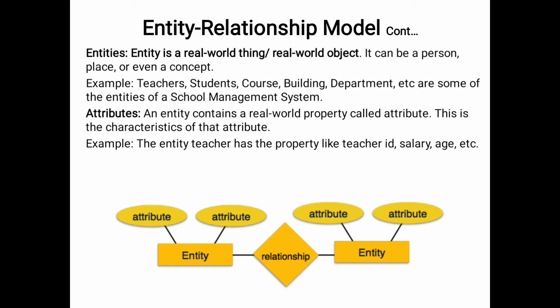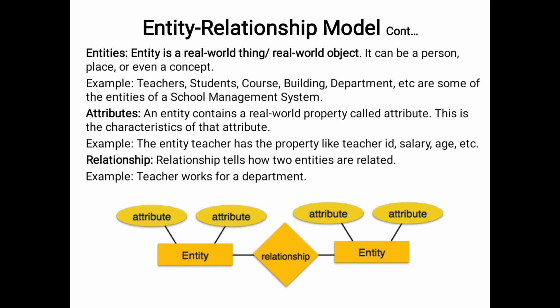An entity contains a real world property called attribute. This is the characteristics of the attribute. Here the entity teacher has a property. Here I will consider the example as a teacher. So teacher ID, salary, age, etc. are the attributes. What is the meaning of relationship?